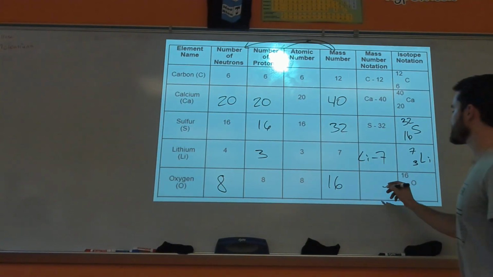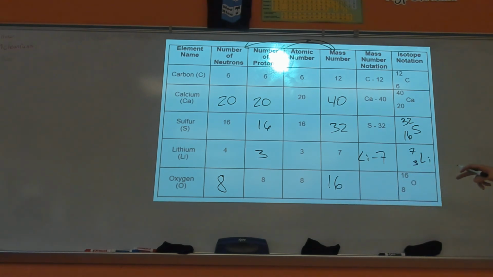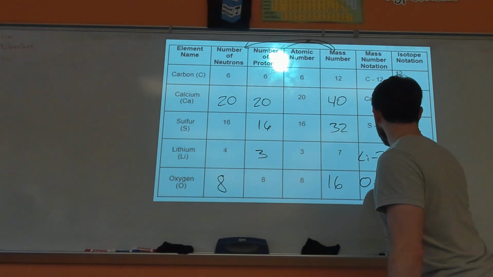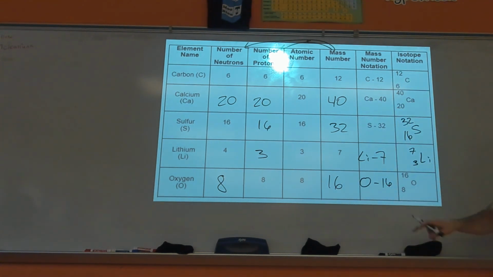All right, now then mass number notation. We good there? I think I heard somebody ask where you get 16. The 16 is coming from this number in the top left. That's the mass number. Okay? All right, then you're going to put O dash mass number, 16. I'll let you finish writing that, and then I'm going to start explaining the lab.